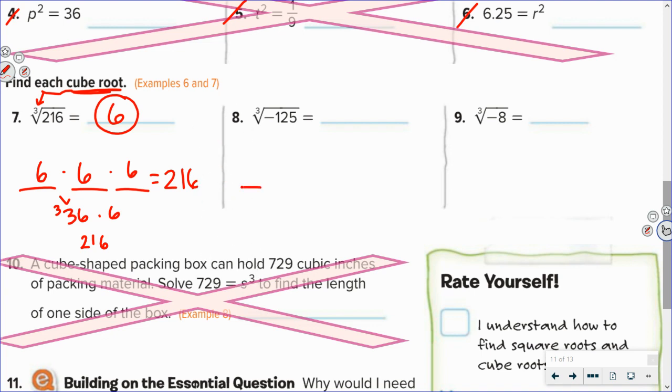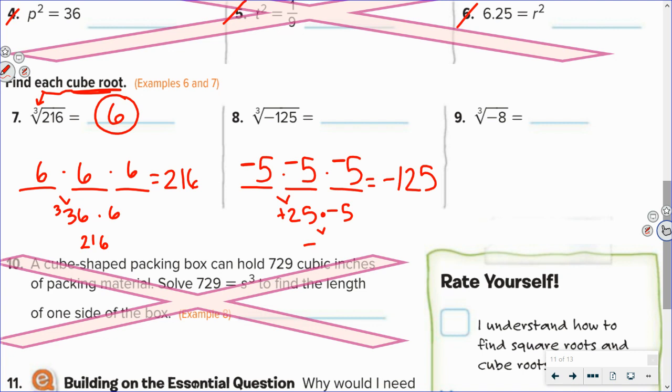Next problem says what number times itself repeatedly gives us, so is this possible? We know 5 times 5 times 5 gives us 125. Does the negative do the trick? The opposite of a negative is a positive. The opposite of a positive is a negative. It works. Boom.